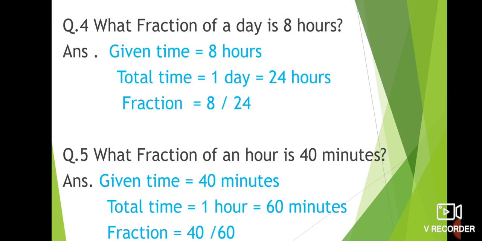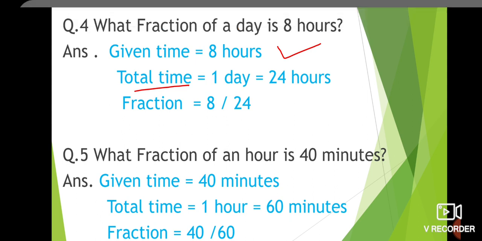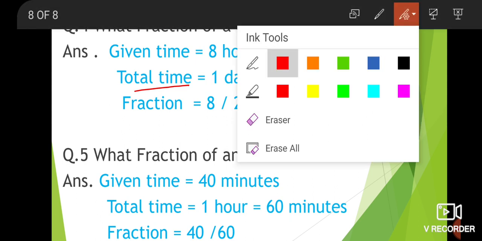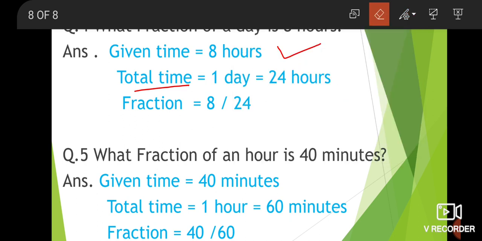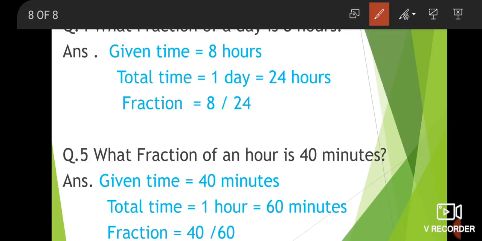Question number 4. What fraction of a day is 8 hours? So we have to write the fraction of 8 hours. First of all we write the given time. Given time is 8 hours. Total time इन्होंने क्या पूछा था, from a day. What fraction of a day? तो हम लोग को fraction किस में से निकालना है, 1 day. सो टोटल टाइम हम लोग के पास 1 डे है. 1 डे मीन्स 24 आवर्स. सो फ्रैक्शन विल बिकम 8/24.